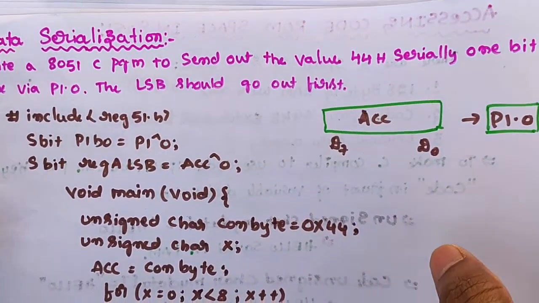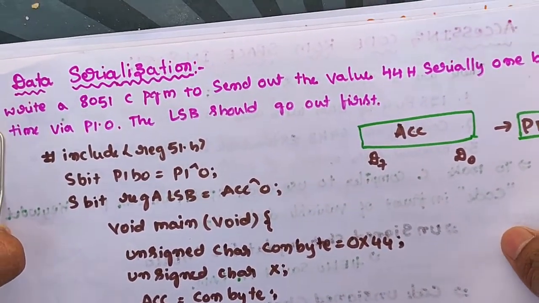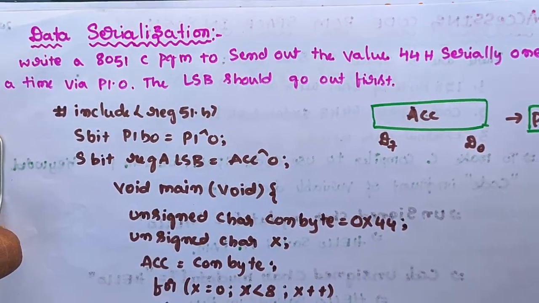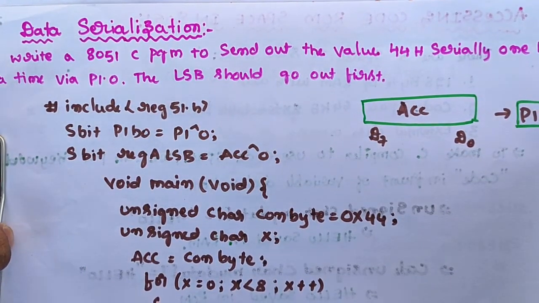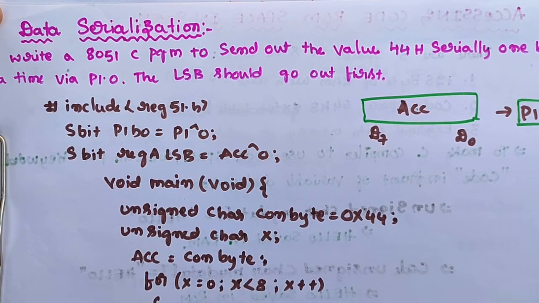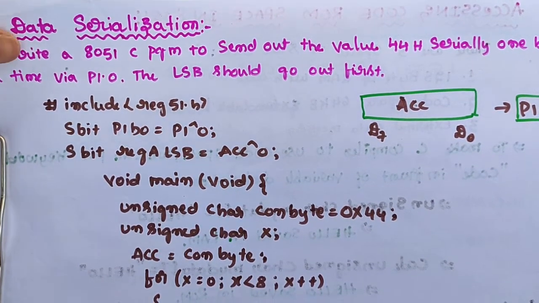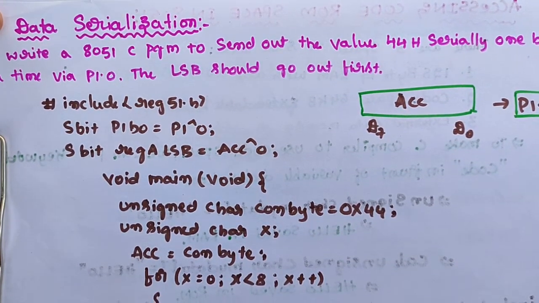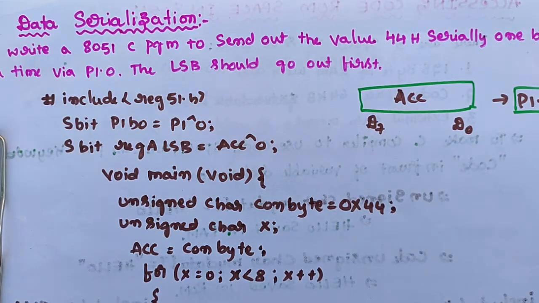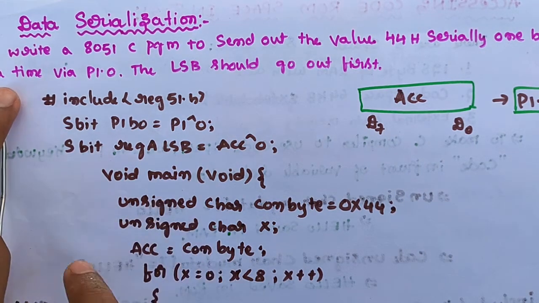Next concept is data serialization. We know that data communication is performed through a serial port, so the TXD and RXD pins are there. We already discussed serial communication in the previous lectures. Here I will write a simple C program, because in serial communication we need to transfer the frames per second.